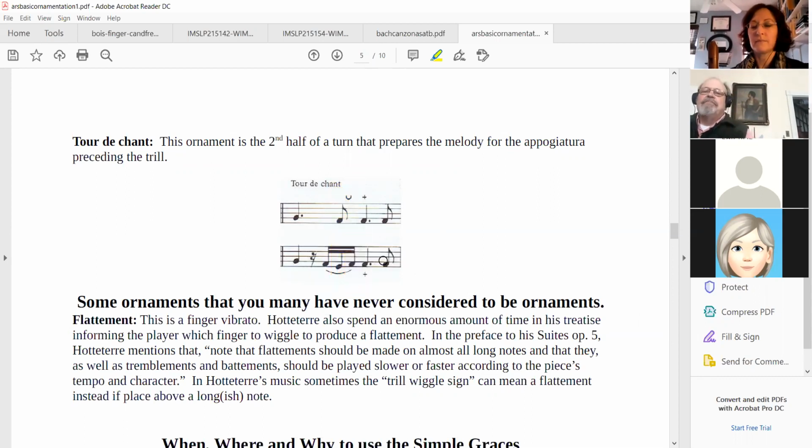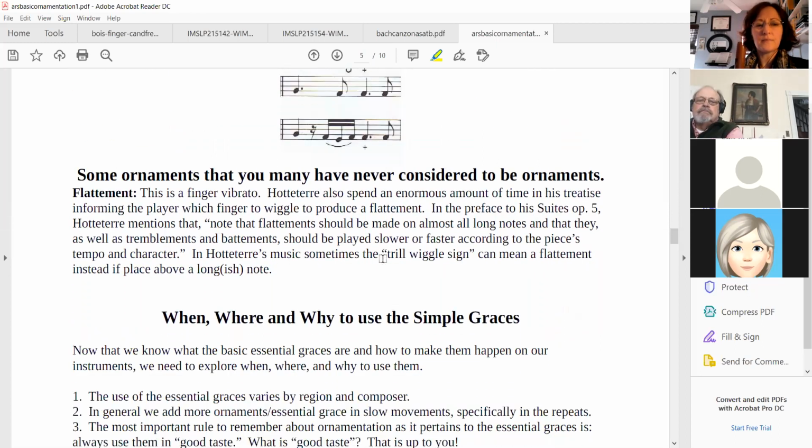Would you play that example again, please? Yep. I just made up the last note. So you aren't going to see this one very much outside of Hotteterre, the symbol, but you are going to see, you know, like Telemann writing it out. He'll write out a little extra turn right before a cadence, and that's probably where he got it, the tour de chant.